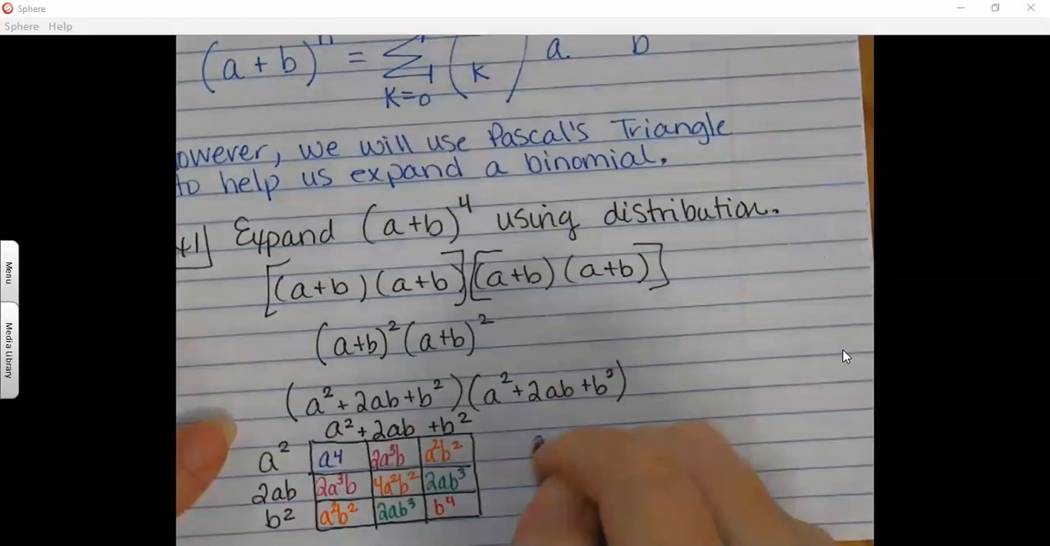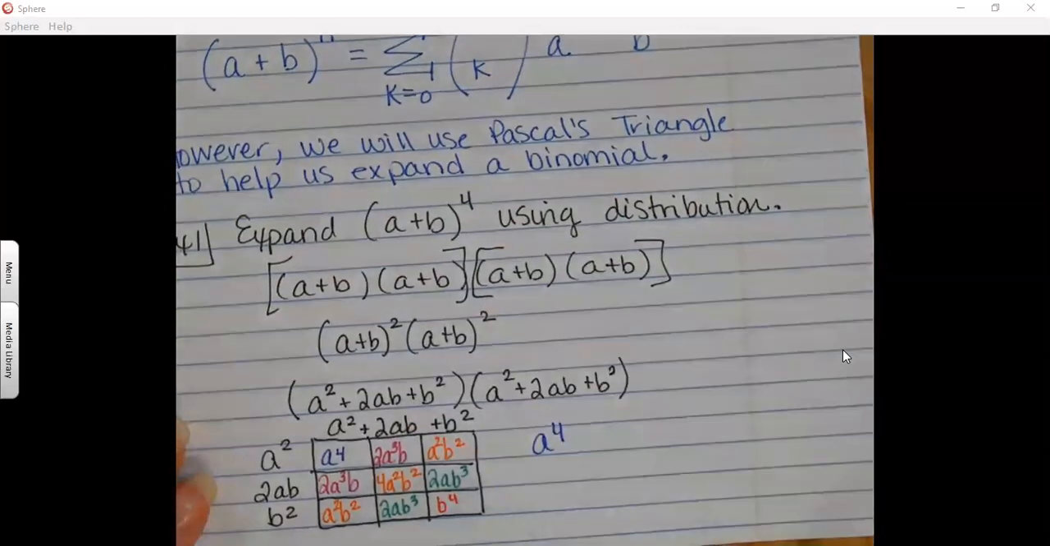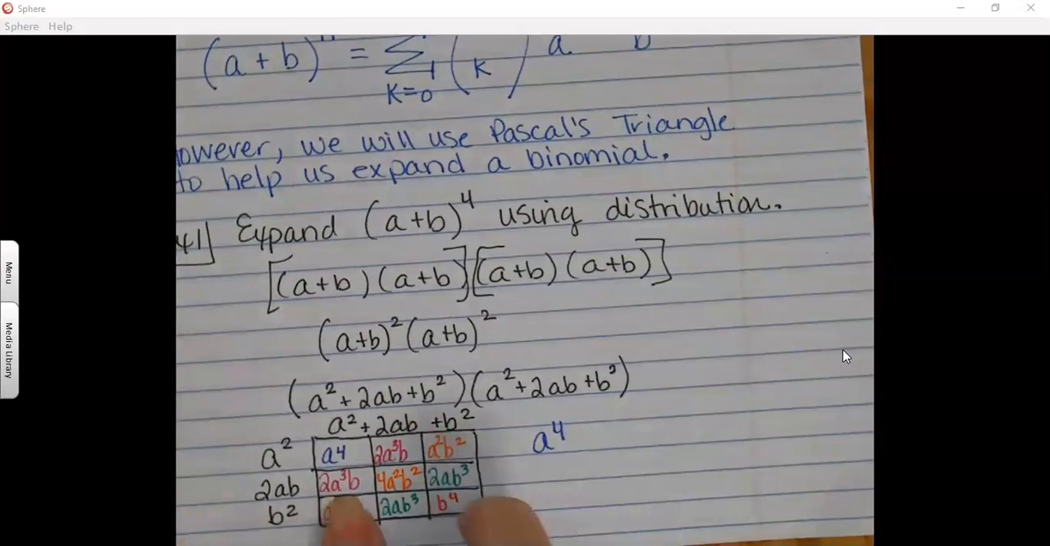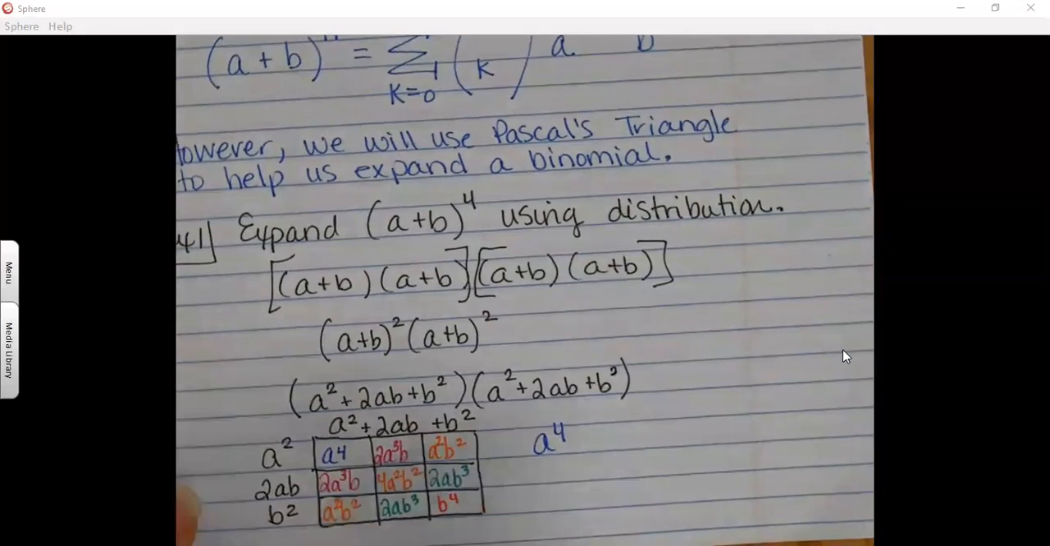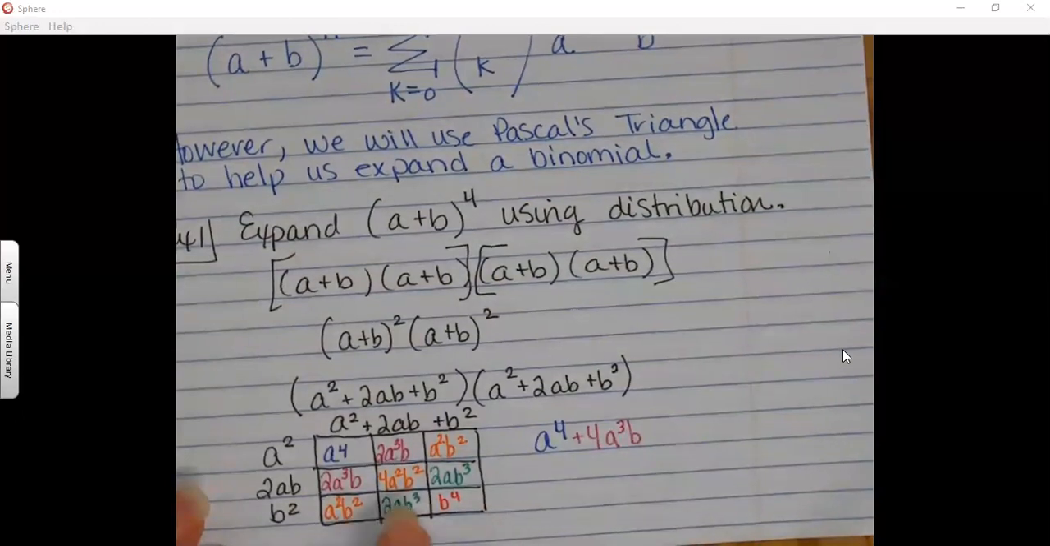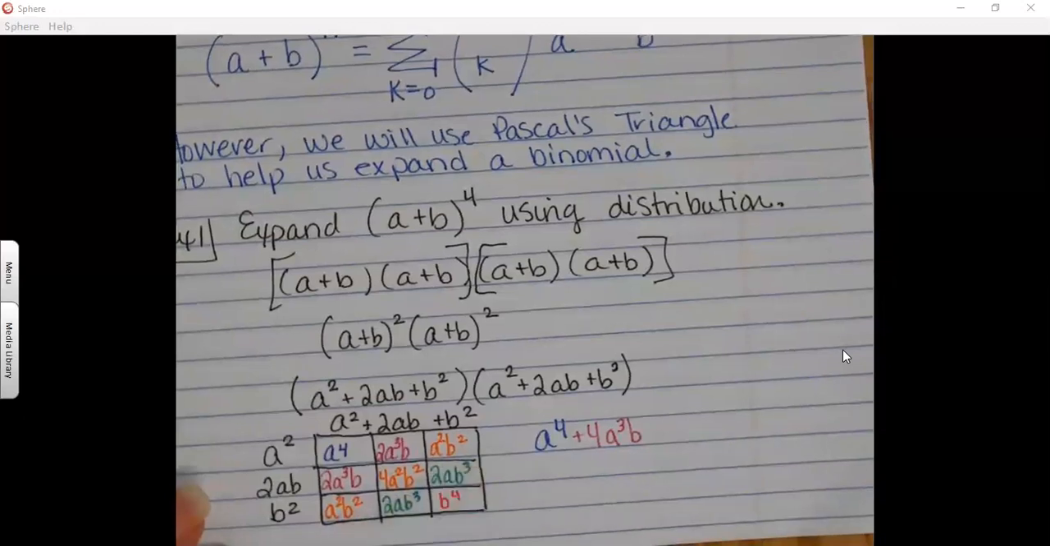So next I'm going to combine the terms that have the a cubed b. So 2a cubed b plus 2a cubed b would be what? Plus 4a cubed b. When we're adding, we only add the coefficients, not the variables. And then I'm going to combine the terms that have the a squared b squared. So a squared b squared plus 4a squared b squared plus a squared b squared would be what? Plus 6a squared b squared. Very good.